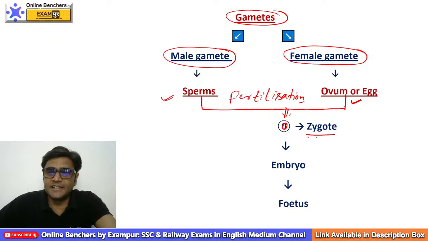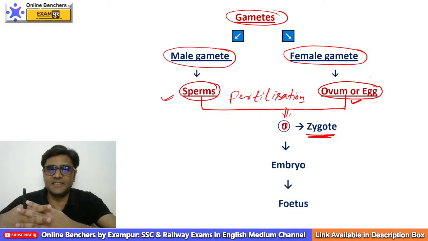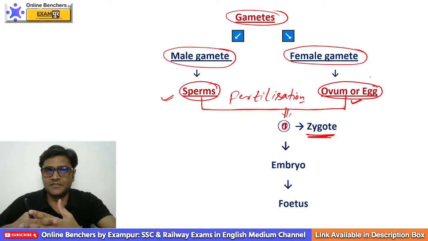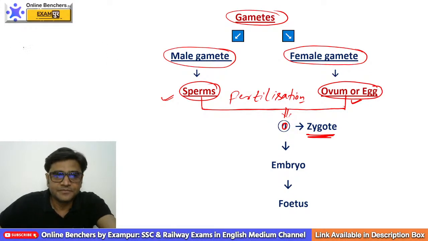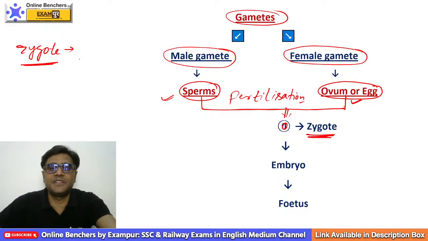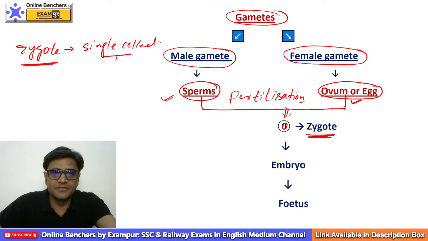Zygote is a single-celled structure, that is, sperm is a cell and ovum is also a cell. Two cells fuse to form a single cell, their nucleus fuse to form a single cell. So suppose the question is, zygote is unicellular structure or multicellular structure, your answer should be zygote is single celled structure, or you can say it is unicellular.